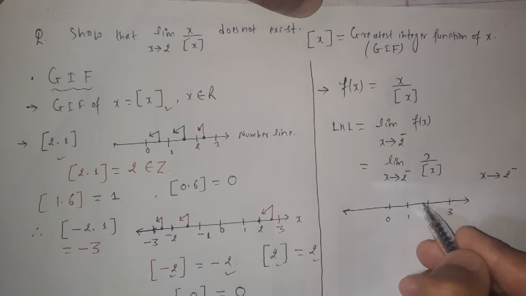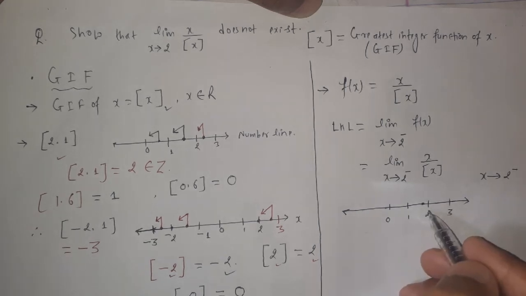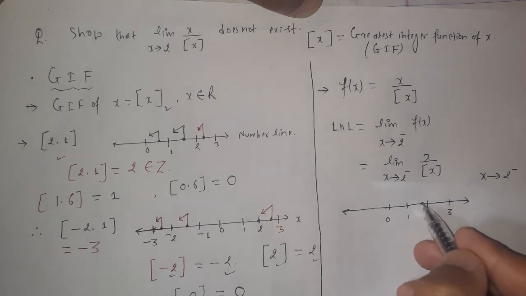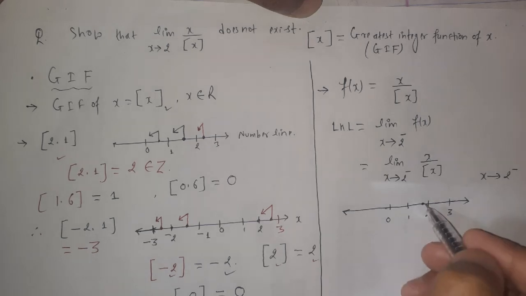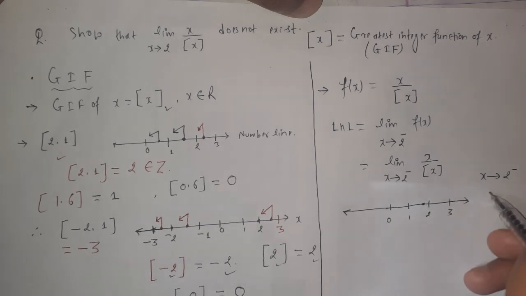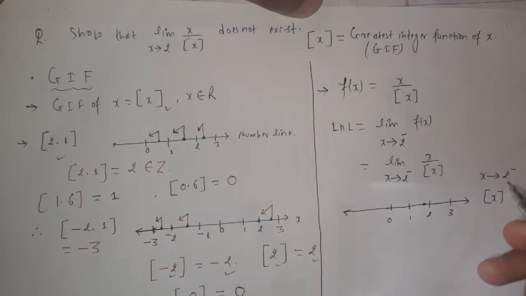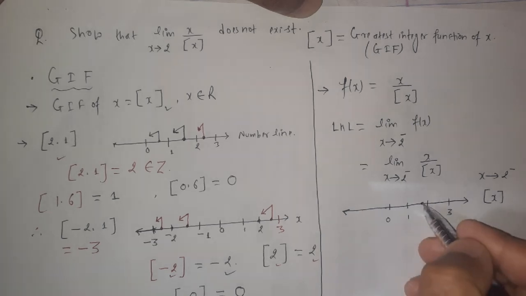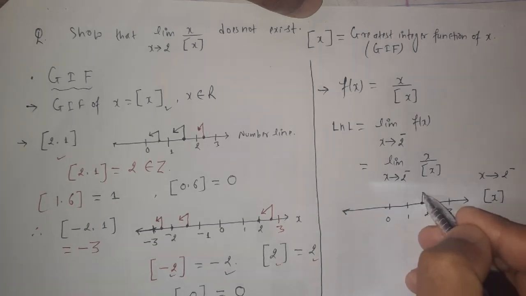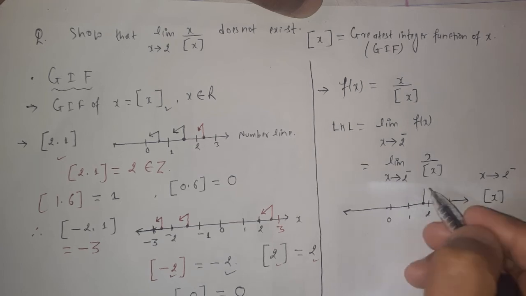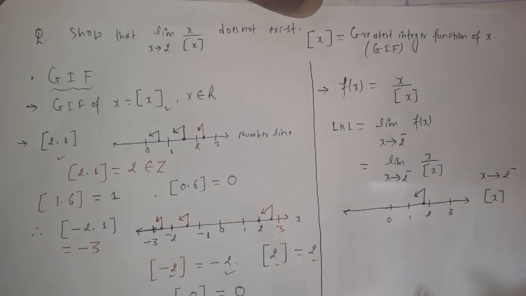Let's take a number here. The number should be very close to 2 from the left-hand side. Suppose that number lies anywhere between 1 and 2, and we have to calculate the greatest integer function of that number. For calculating it, we first rise and then look back, to the left-hand side.